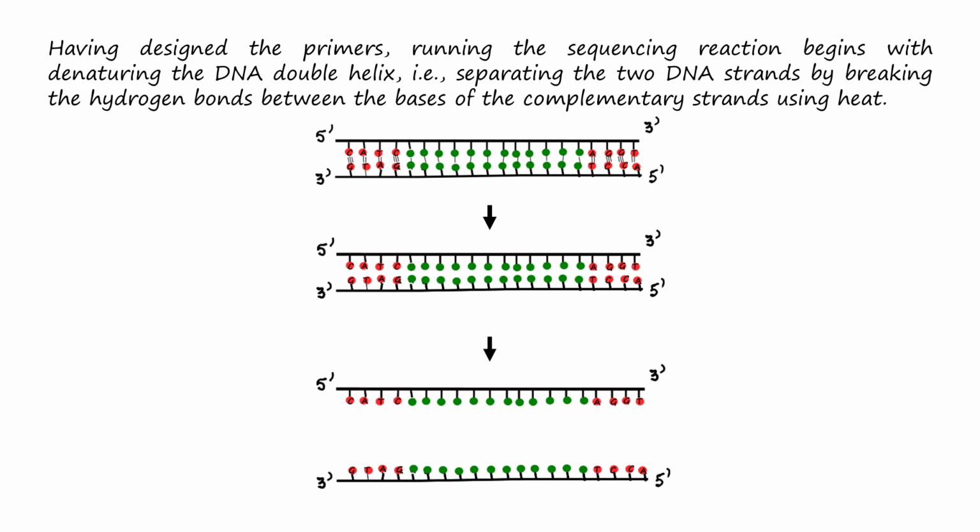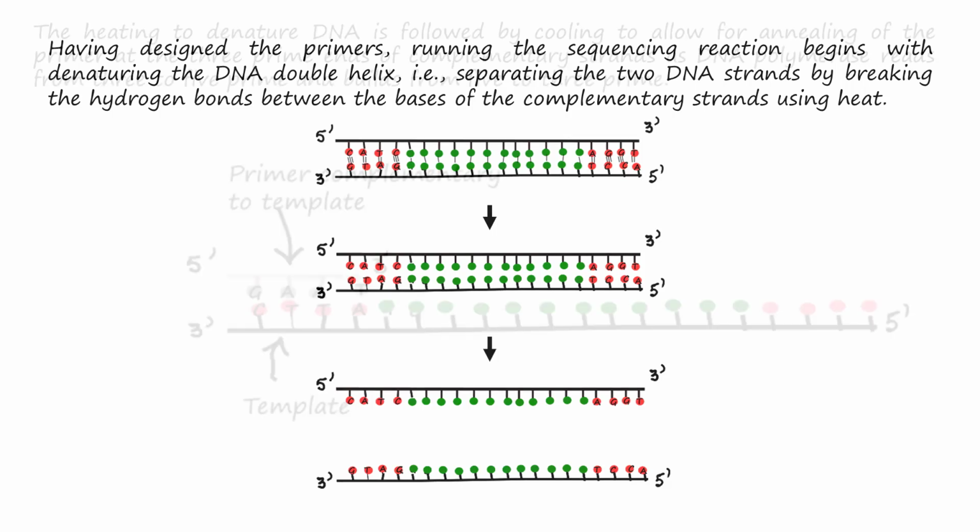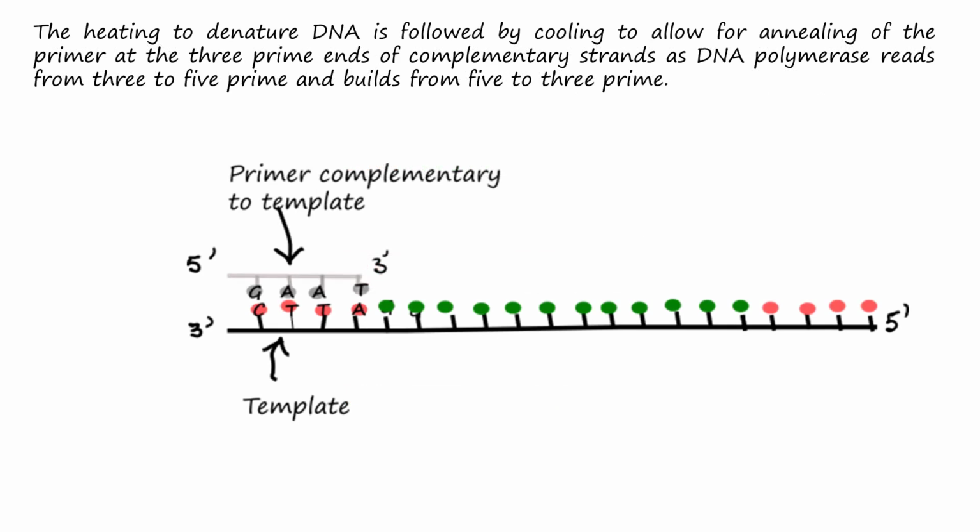Having designed the primers, running the sequencing reaction begins with heating to denature the DNA double helix, that is, separating the two DNA strands by breaking the hydrogen bonds between the bases of the complementary strands. The heating is followed by cooling to allow for annealing of the primer at the 3' ends of complementary strands, as DNA polymerase reads from 3' to 5' and builds from 5' to 3'.